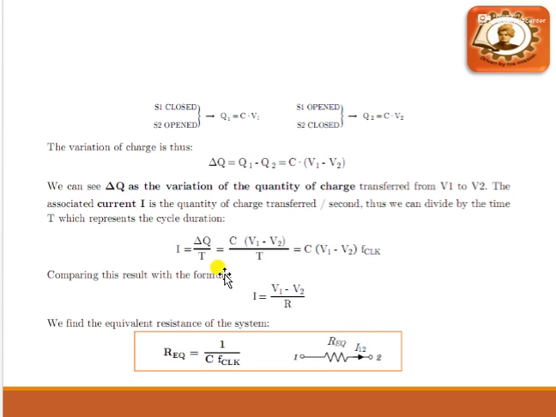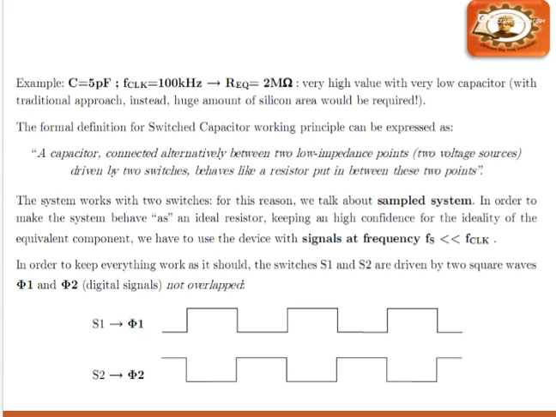Comparing these two expressions, I equals (V1 minus V2) by R equals C into (V1 minus V2) into FCLK. After comparison we get the equivalent resistance, R equivalent, equal to 1 by (C into FCLK), where FCLK is the frequency of the clock required to switch on and off the switches. So this R can be represented by a simple switch capacitor, whose value is nothing but 1 by C into FCLK.